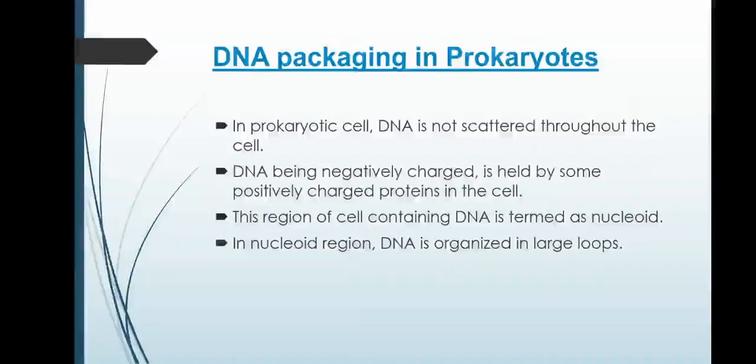In prokaryotes, DNA is compactly present in the center only. It is not scattered into the whole cell. Being negatively charged, it is held by some positively charged proteins, and that is why it is retained in the center. In prokaryotic cells like bacteria, the region of the cell which has the DNA is called the nucleoid, and in the nucleoid region DNA is present in large loops.